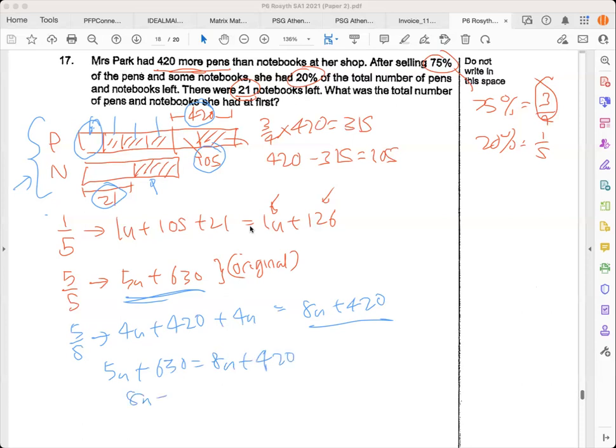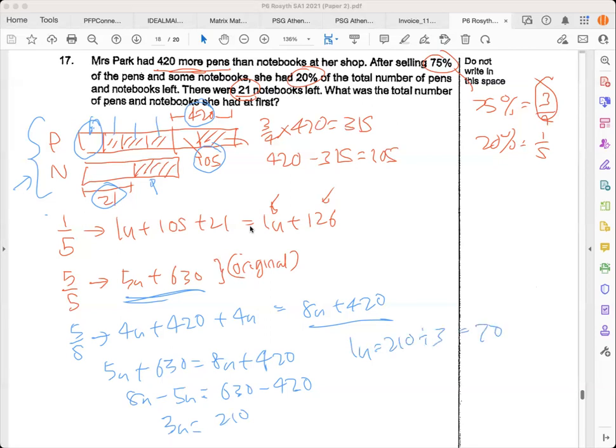So 8U minus 5U will be equal to 630 minus 420. Okay. Bring all the units together and all the whole numbers to the other side of the equal sign. So 3U is equal to 210. 1U will be equal to 210 divided by 3, equal to 70.